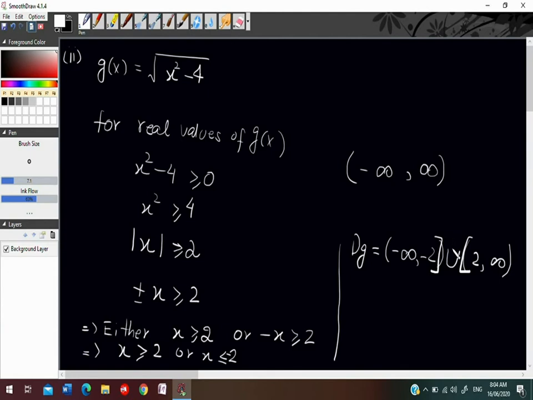And in this part we just take the real roots, the real values of our domain.